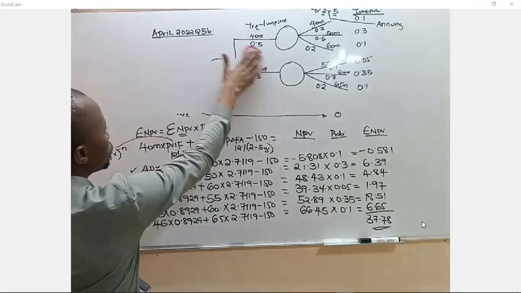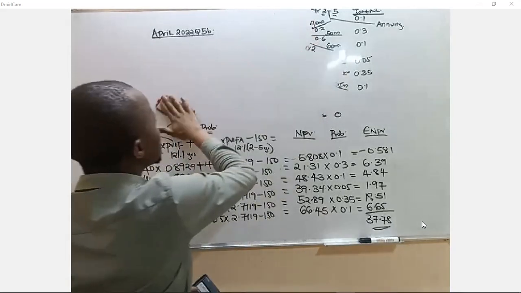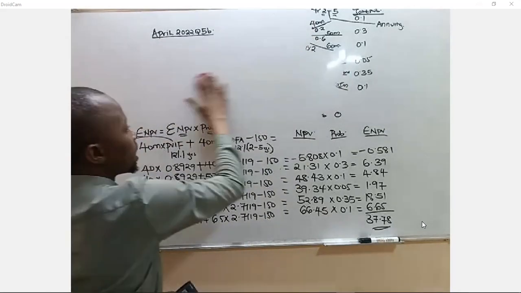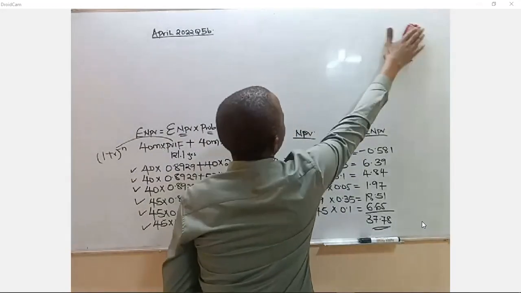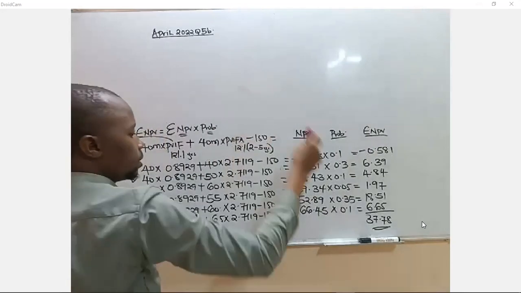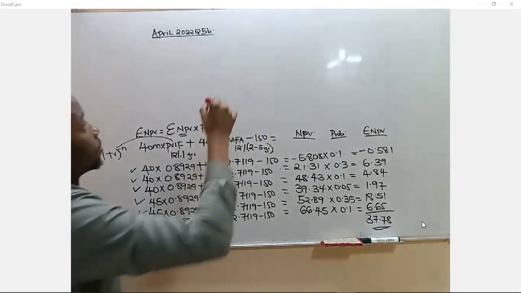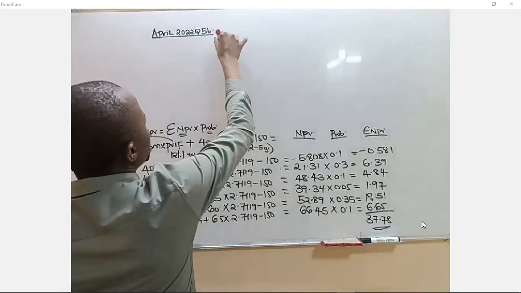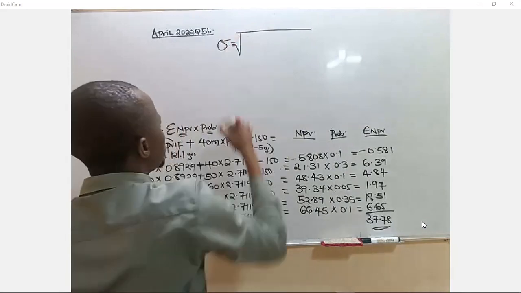The requirement part 2 has 4 marks. In requirement part 2, the examiner is asking us to calculate the standard deviation. Who can remind us the formula for standard deviation? Joy, how do we normally get our standard deviation under advanced financial management?